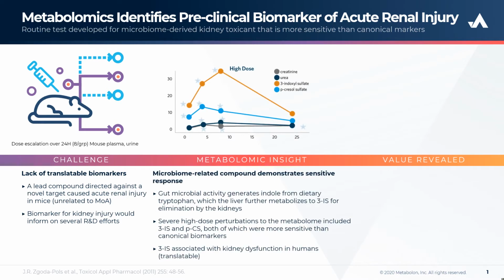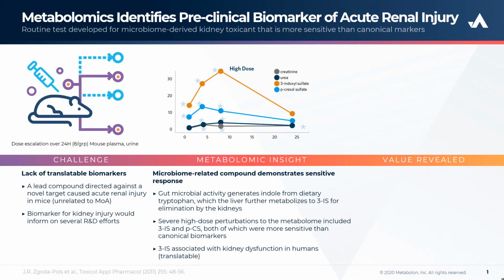The metabolomic results identified 3-indoxyl sulfate as a sensitive marker for renal failure. Interestingly, the 3-indoxyl sulfate is derived from microbial action in the gut. 3-indoxyl sulfate is a known renal toxin that accumulates in blood of uremic animals or in patients with chronic renal failure.